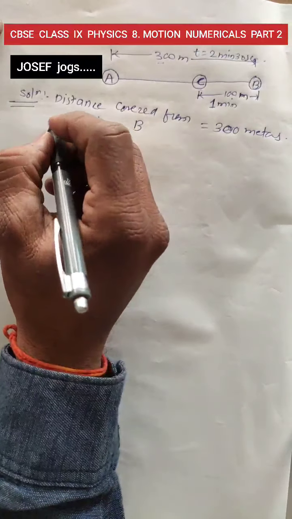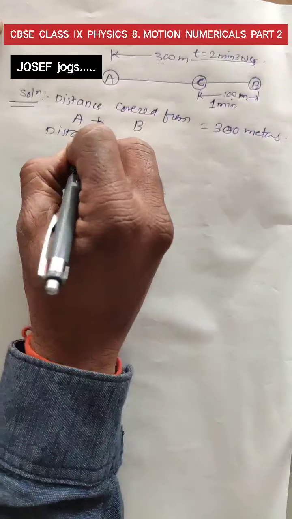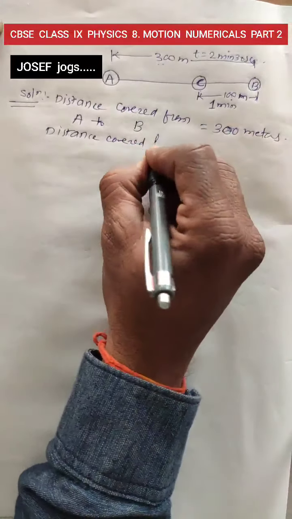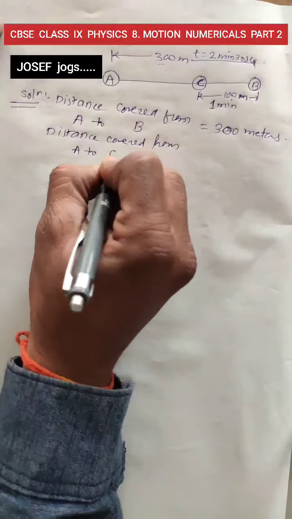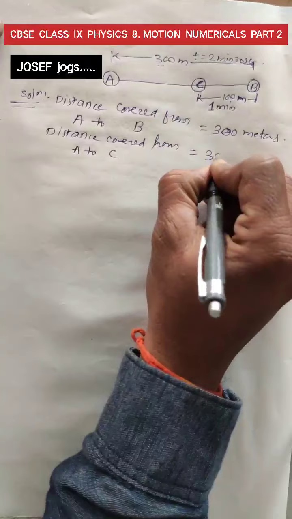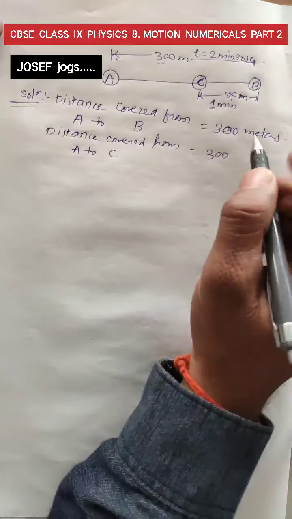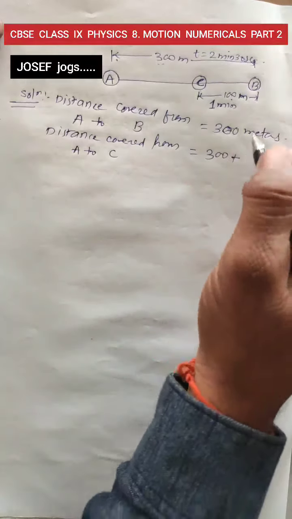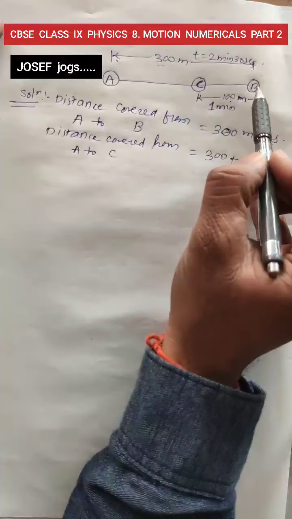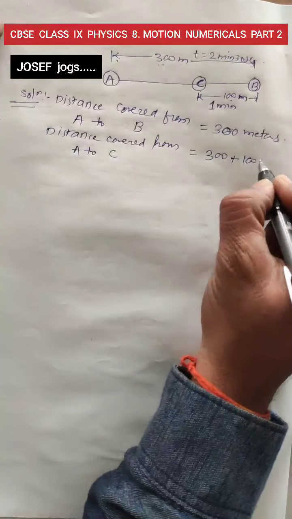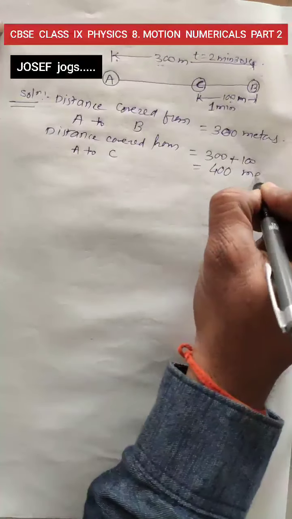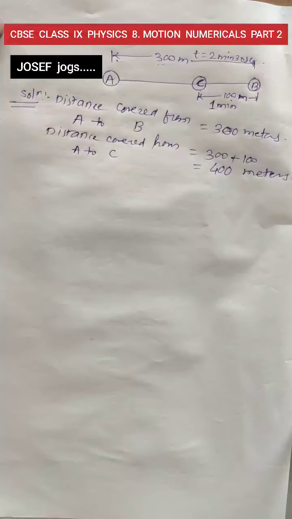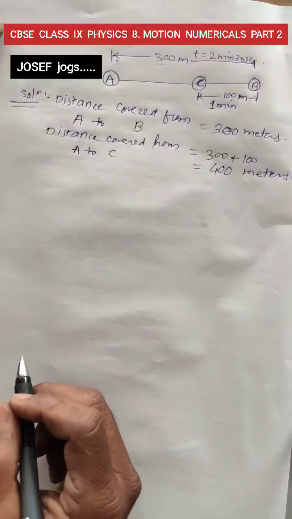Okay, and after that, distance covered from A to C. This distance means first A to B, that is the 300, and after that B to C, because in the example there is no sentence that says A to C. So A to C means via B. So A to B and after B to C. So 300 plus 100 is equal to 400 meters. Okay.